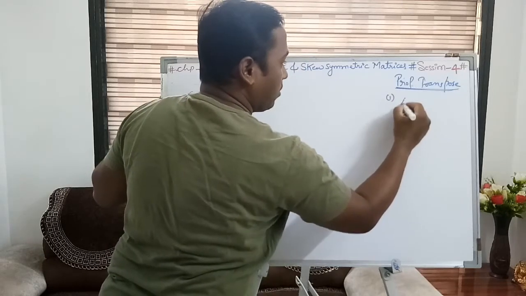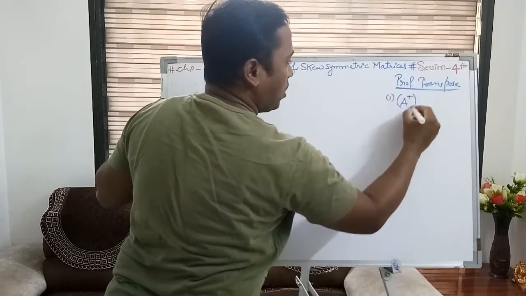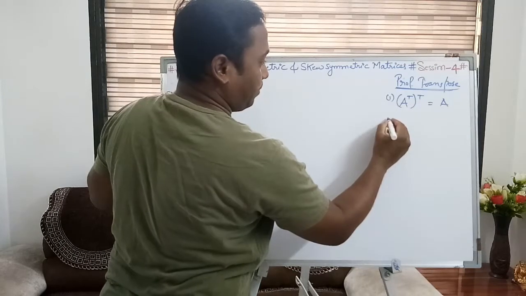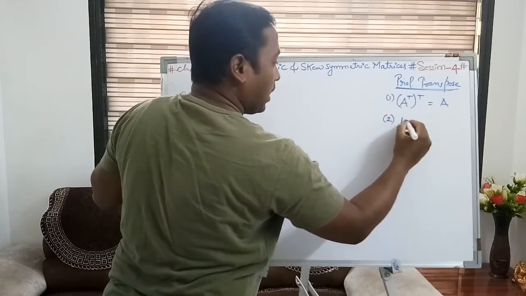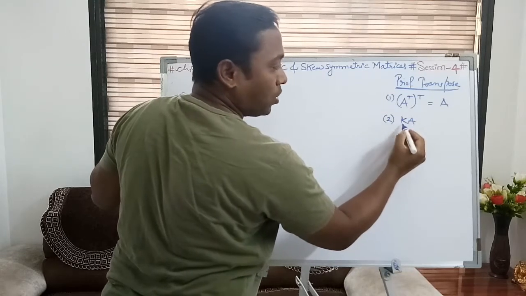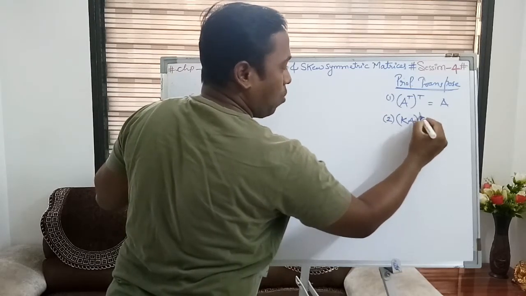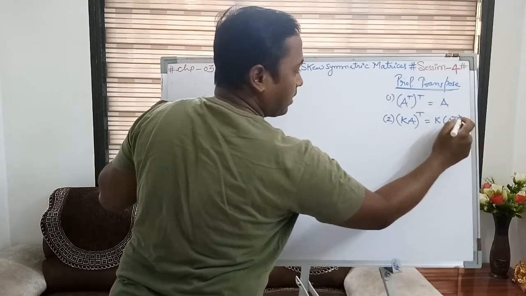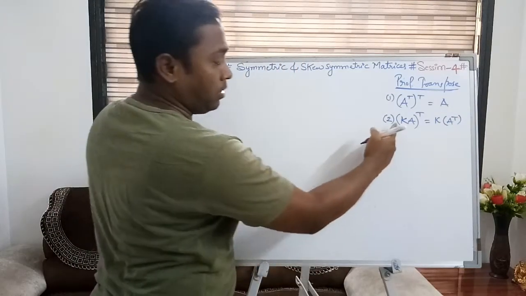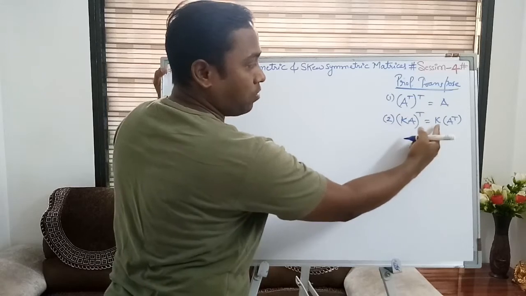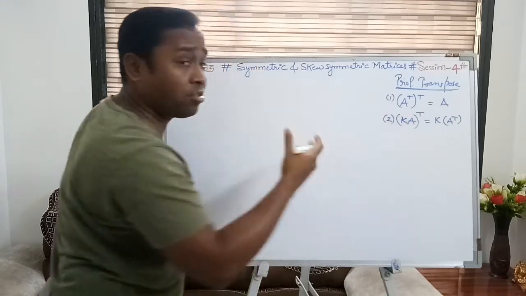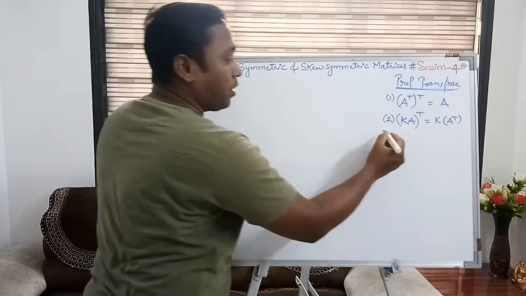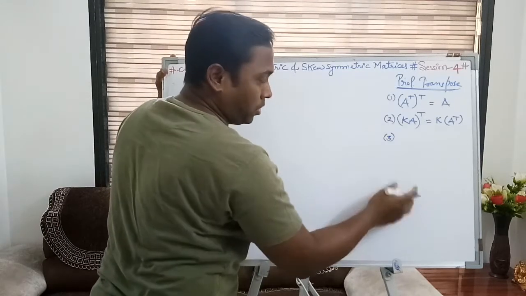The first, already discussed: A transpose whole transpose is always equal to the matrix A itself. Second, K into A, where K is any non-zero real number: K times A whole transpose is always equal to K times A transpose. Value-wise it's the same. Remember, K times A whole transpose is equal to K into A transpose. You may verify this theoretically, or with the help of an example also. We are not going to discuss their derivations here.